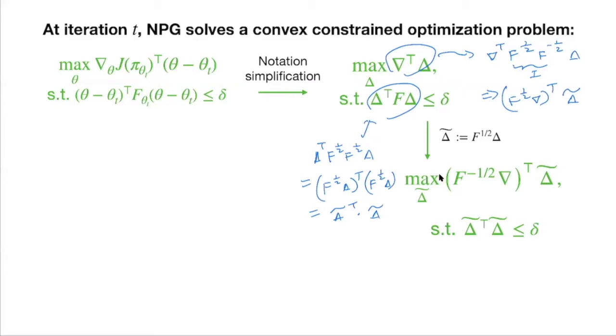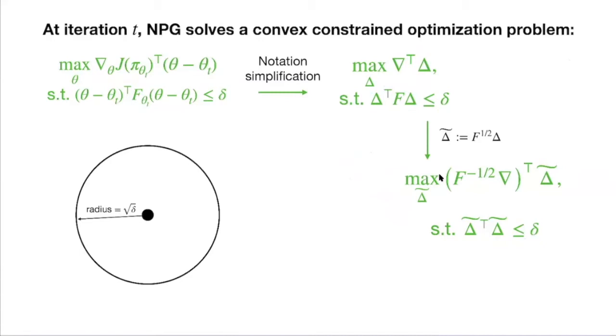So now this is pretty nice. I get an objective function which is again linear, and my constraint is saying that the norm of my vector tilde delta should be less than square root of little delta. So this is a ball constraint. I'm constraining my variable tilde delta in a ball with radius square root little delta. Every vector here corresponds to a tilde delta, because the norm of tilde delta is less than square root delta.